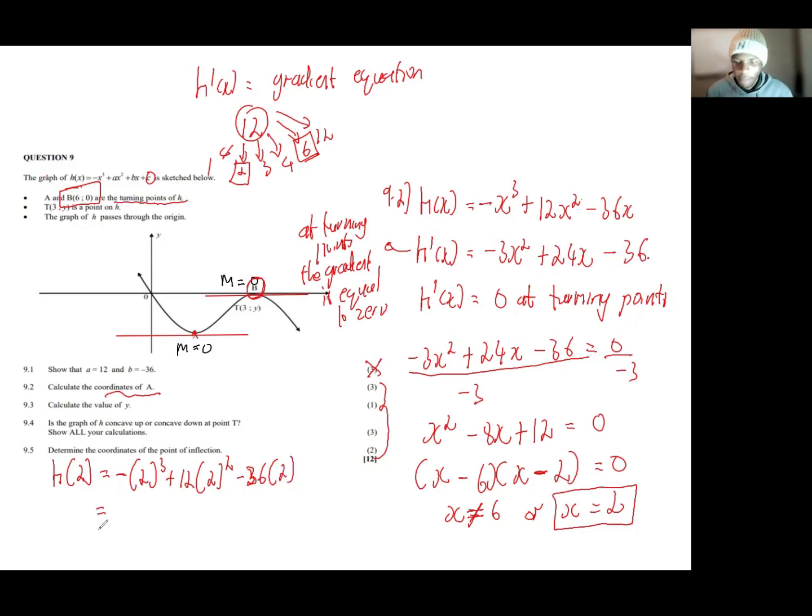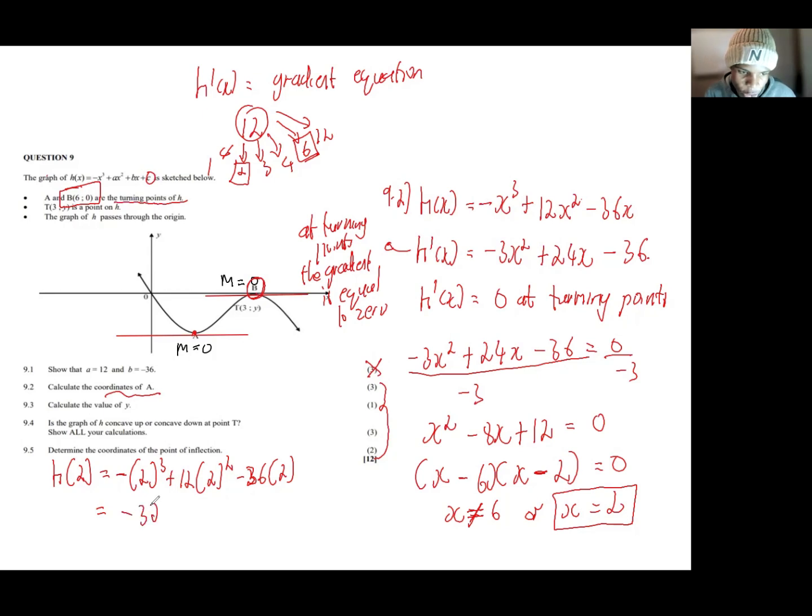Okay, so grab your calculator now. Negative 2 to the exponent of 3, and then plus 12 bracket 2 squared, and then minus 36 and then 2 here. Okay, so this gives us negative 32. Is that correct? Yes.